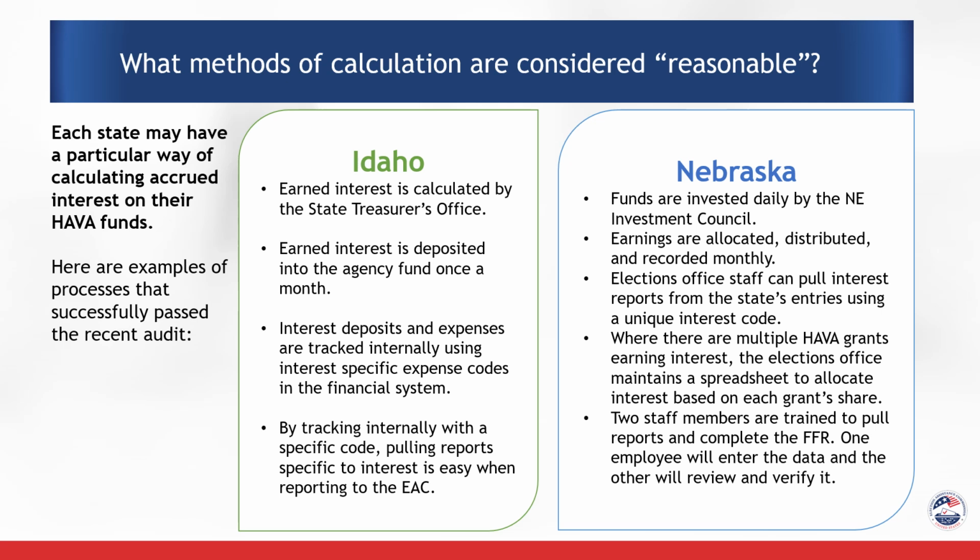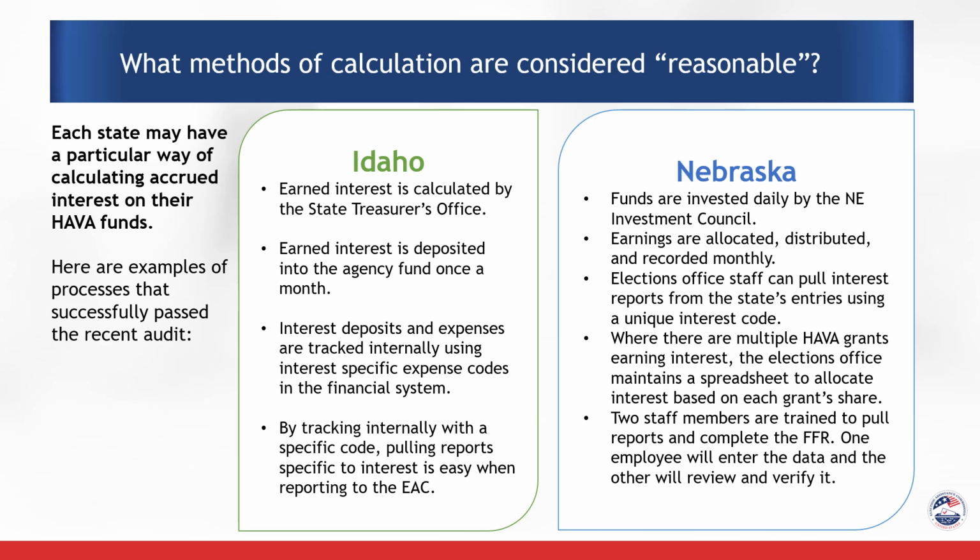Most states have particular ways of calculating accrued interest against their HAVA funds. We want to provide some successful examples of states where they were able to easily pass the recent earned interest audit. Let's start with Idaho. The earned interest is calculated by the state treasurer's office in Idaho. It's deposited into the agency fund once a month. Interest deposits and expenses are tracked internally using interest-specific expense codes within their financial system. Because they use these specific expense codes, they're able to easily pull reports and put that information into the FFR when reporting back to the EAC.